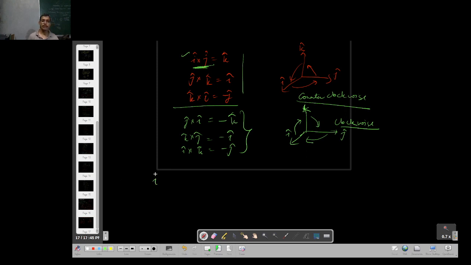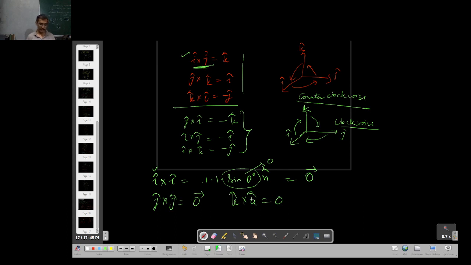Then let us talk about i cross i. The magnitude of this vector is 1 into sine of 0 degree, because the angle between i and i will be 0. So sine 0 and unit vector, let us say it is n cap. Sine 0 is 0, so it makes it a 0 vector, not 0, but a 0 vector. Similarly, we can say that j cross j is 0 vector and k cross k is also 0 vector.